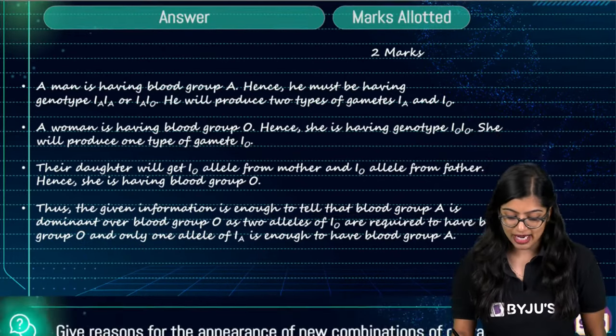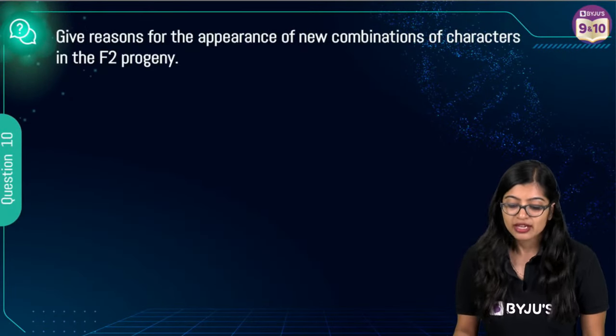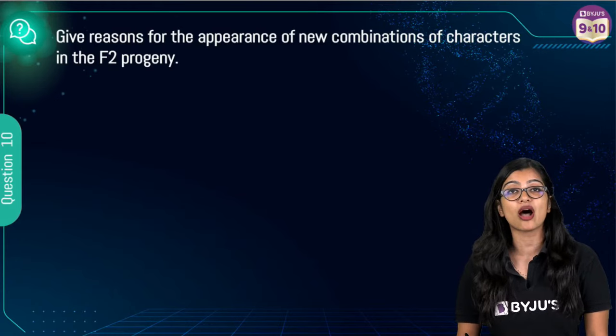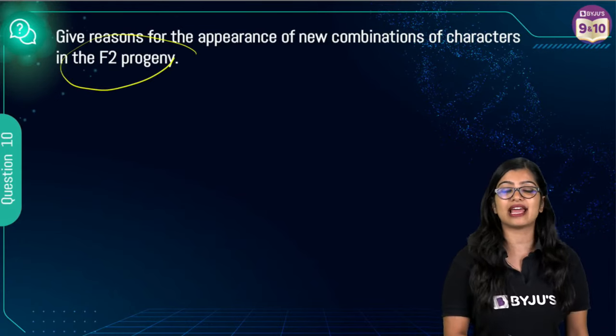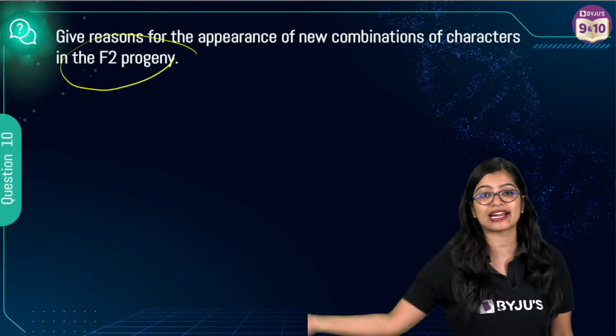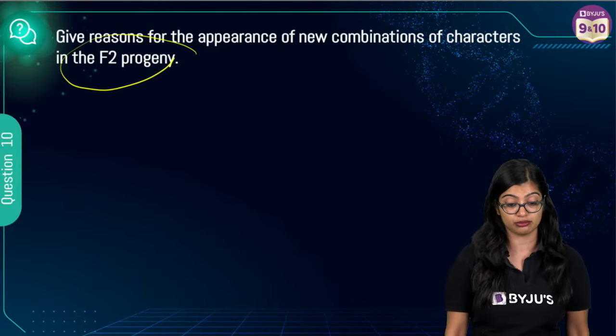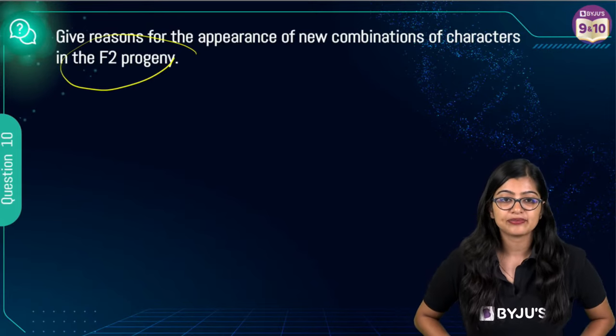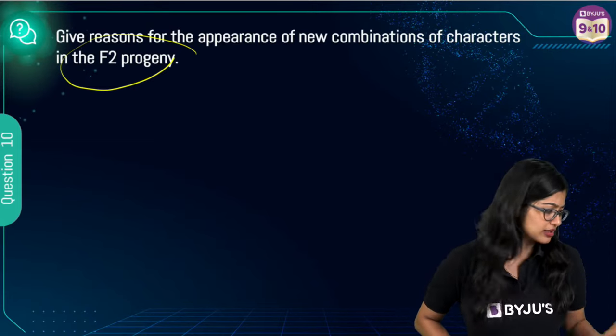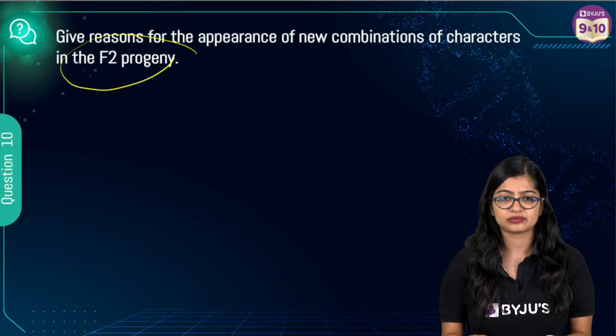Okay, now I'm going to pick up the pace and move on to the next one. Give reasons for the appearance of new combinations of characters in F2 progeny. Why is it that new characters are popping up in the F2 progeny? Very quickly, why is it happening? Yes, you can take that also, Bharat. Not a problem.